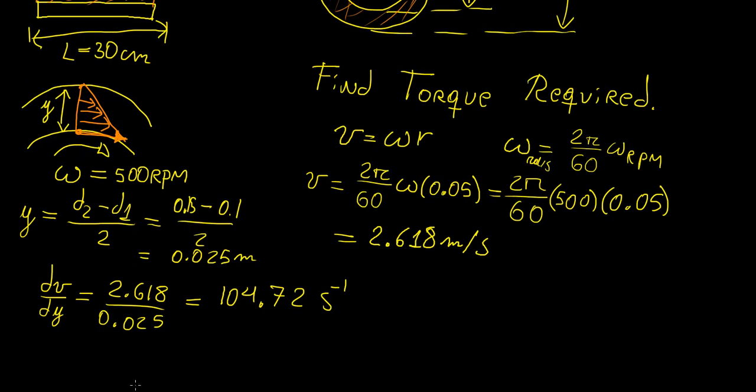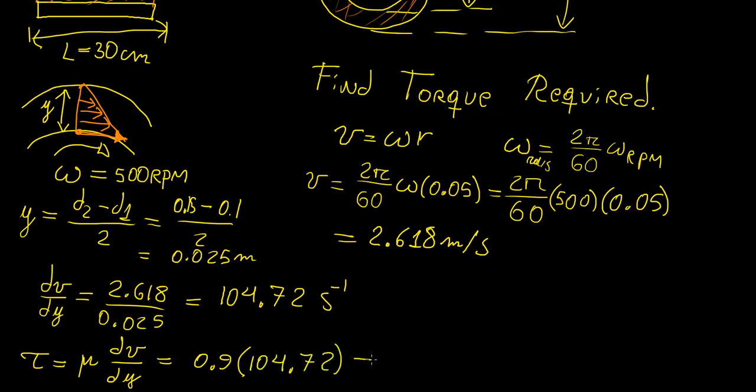And now with that, we can actually calculate the shear stress of the fluid. So that's going to be equal to the viscosity times the velocity gradient. So this is going to be equal to 0.9, which is the value that we're given in the beginning, times this. And that's going to come down to 94.25 pascals of shear stress.